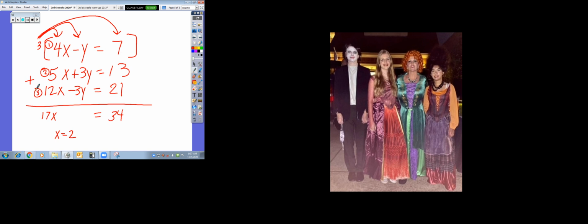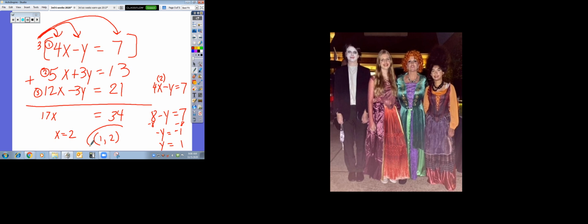I'm going to go back to the original top equation where it said 4x minus y equals 7. I'm going to put a 2 in for x. What's 4 times 2? So now I have 8 minus y equals 7. And now I've got to solve that little baby equation. The 8's got to go to the other side. How do I make an 8 go to the other side? Minus 8. So now I still have negative y equals negative 1. Still not quite done. If negative y equals negative 1, y equals 1.